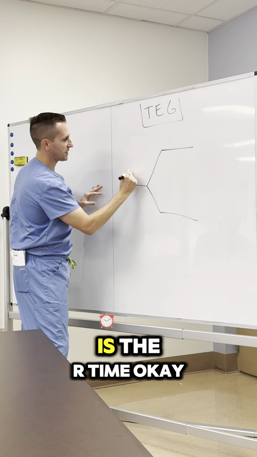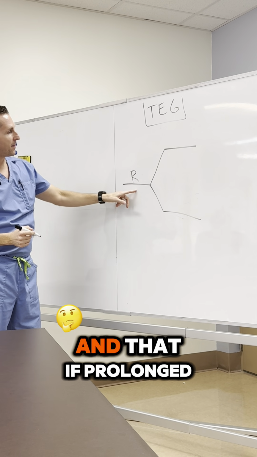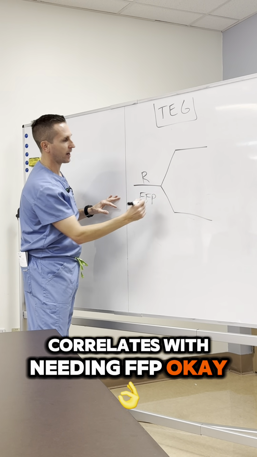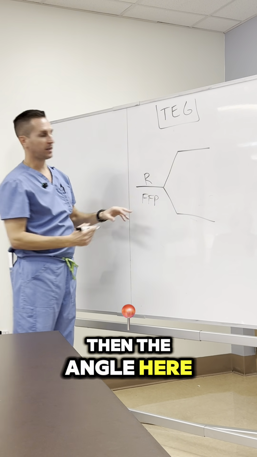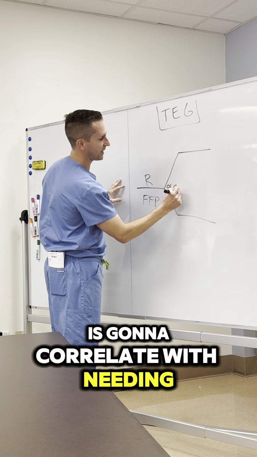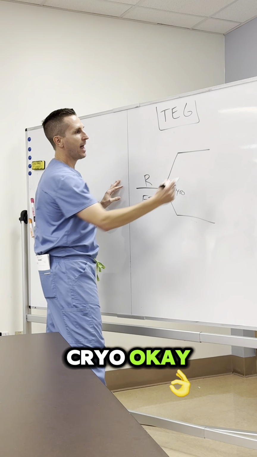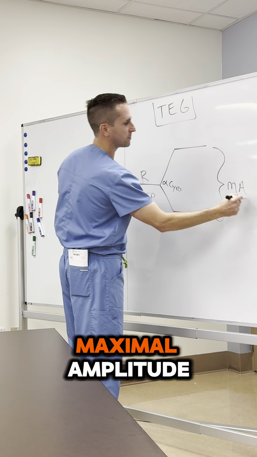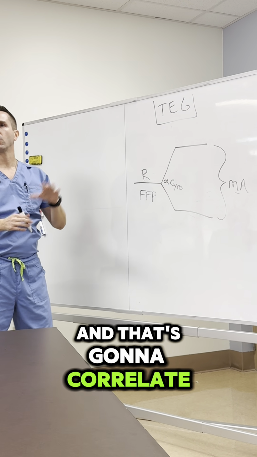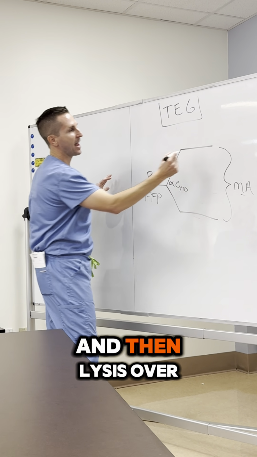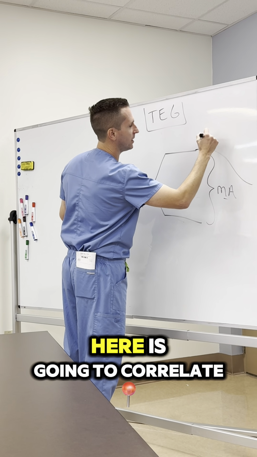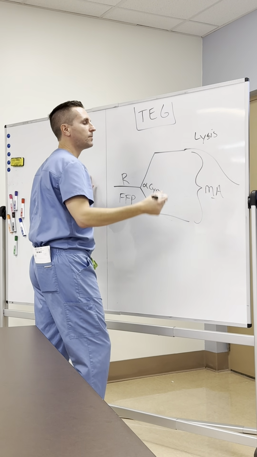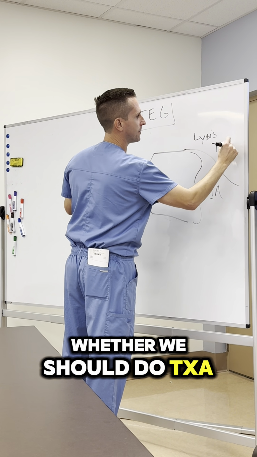So the first thing is the R time, okay? That, if prolonged, correlates with needing FFP. Then the angle here is going to correlate with needing cryo. And then this is the MA, or the maximal amplitude, and that's going to correlate with platelets. And then lysis over here is going to correlate with whether we should do TXA.